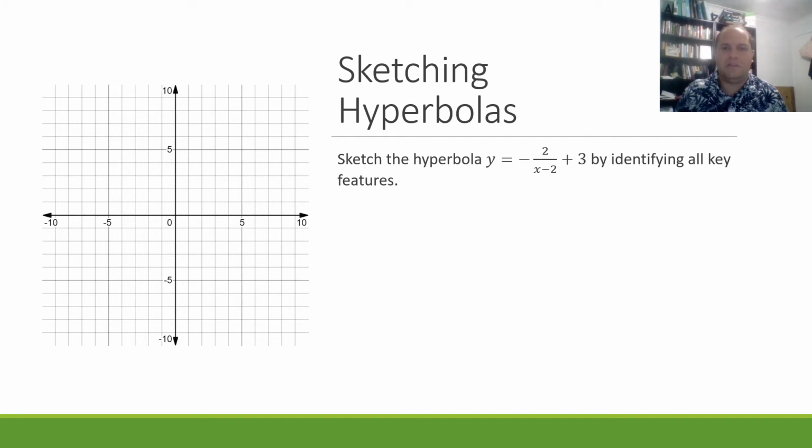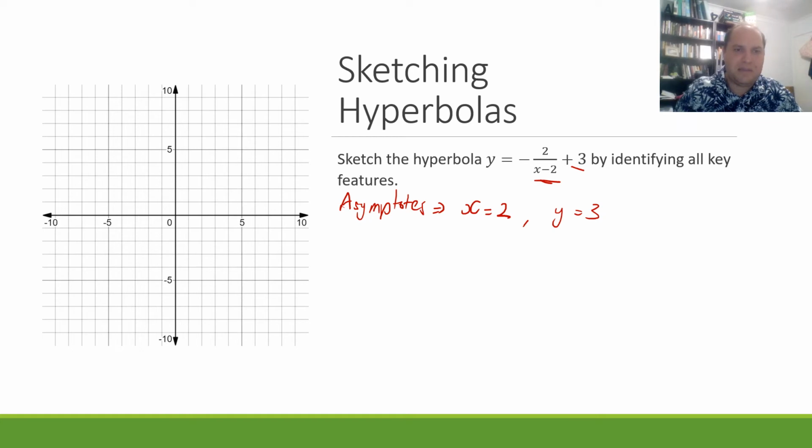y equals -2 over x minus 2, plus 3, by identifying all key features. So our first step, guys, is to work out our asymptotes. Looking at these, there's my h value, and it's the opposite of what I see. So x equals 2 is my first asymptote, and my horizontal asymptote is y equals positive 3.